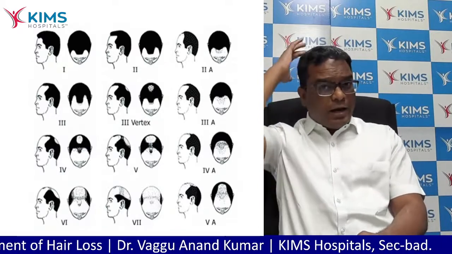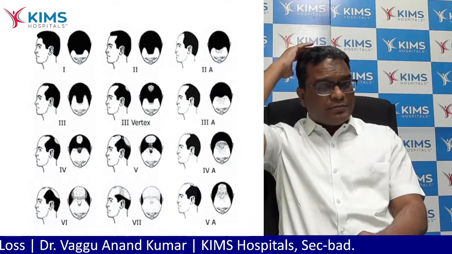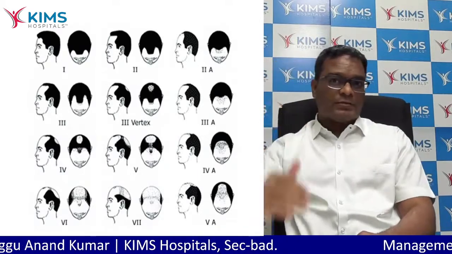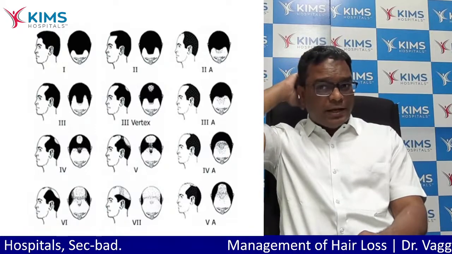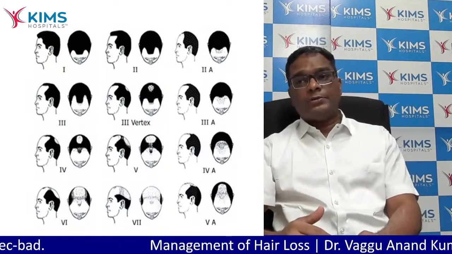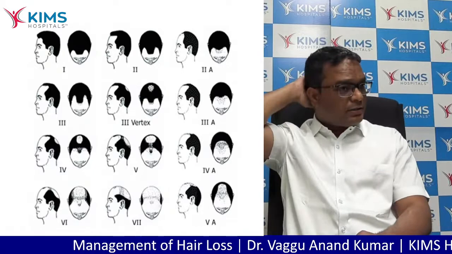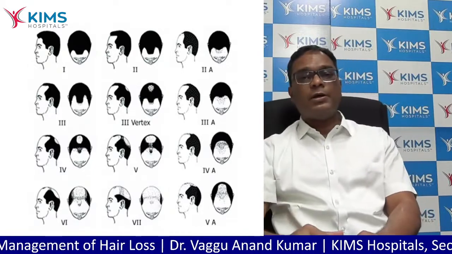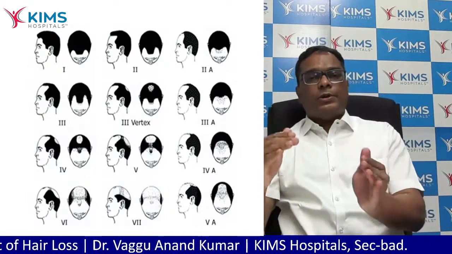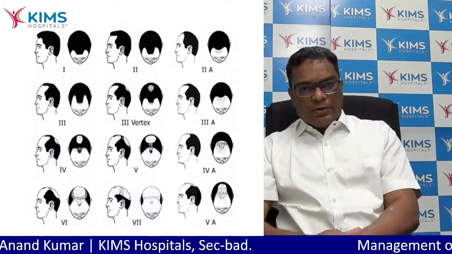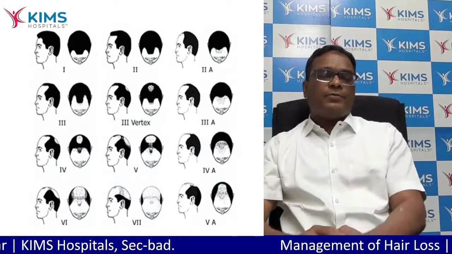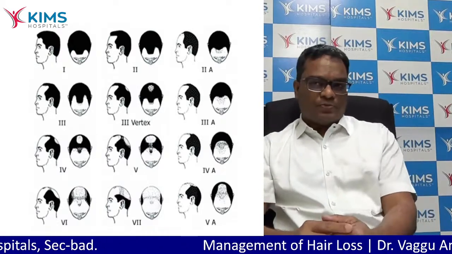And grade 5, up to the anterior border, up to the vertex. And grade 6, involvement of the vertex. And grade 7, behind also, in the occipital region. Occipital region means the back side of the scalp also has hair loss. So depending on the degree of hair loss, these are classified, and according to the degree, we can plan the management also.